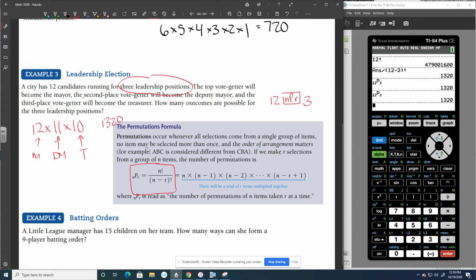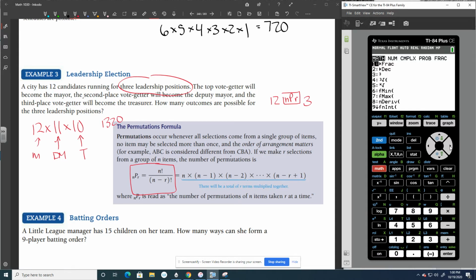order of them matters. So like example 4, the batting order. So you have a league manager that has 15 children on the team. How many ways can she form a 9-player batting order? So order matters because it matters if you bat first or second or third or fourth. And out of 15 children, we're only choosing 9. So I would do out of 15 children, I'm going to choose 9 of them and put them in order. So look at how many different ways that this coach could have a batting order.